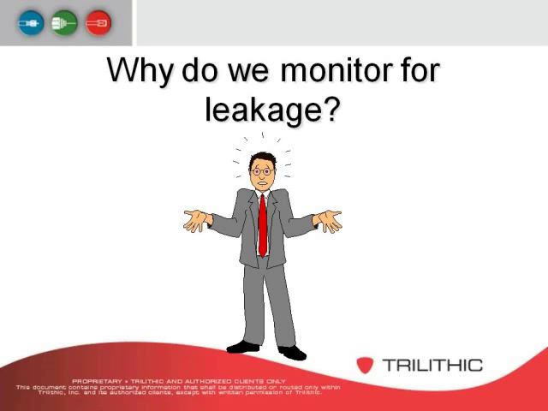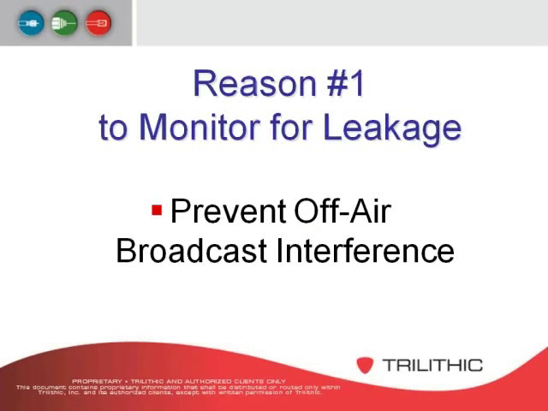Which brings up a few questions. Why do we monitor for leakage? Reason number one to monitor for leakage is to prevent off-air broadcast interference. The thing is, when signals leak out, there's a strong chance that outside signals will leak in as well.